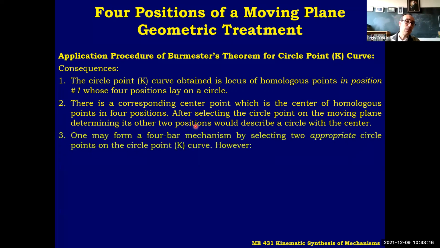Then what we do is we can form a 4-bar mechanism by selecting 2 appropriate circle points on the circle point curve and then finding their centers. So we form a 4-bar, A0, A1, B1, B0, and move it to the 2nd, 3rd, and 4th positions. But this but, or however, is important.